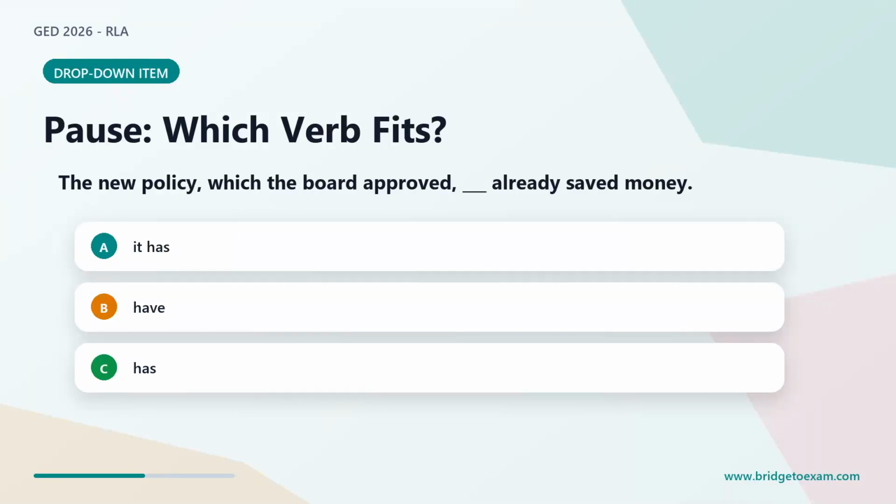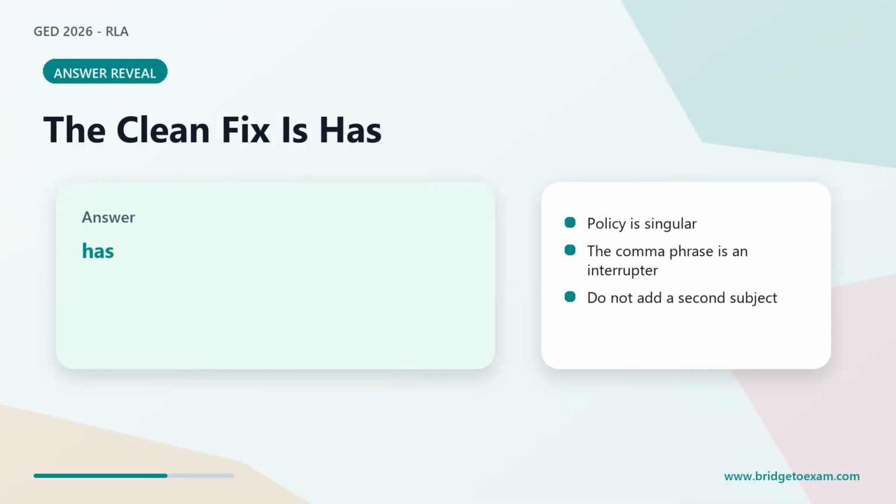Pause and test this drop-down item. The subject is policy, not bored. Which verb fits without adding a new problem? The correct choice is has. Policy is singular, the phrase between commas is only an interrupter, and it adds a second subject.